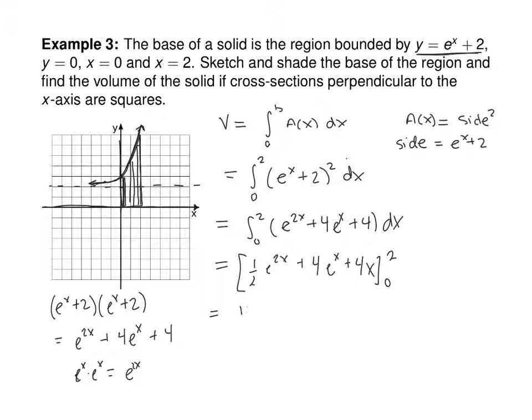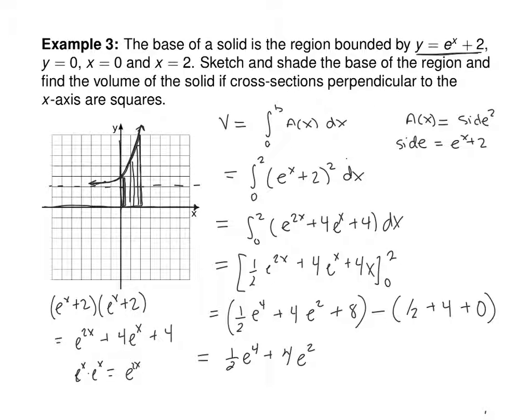So that will be 1/2 e to the 4th plus 4e squared plus 8, minus, plugging in 0 does not give you 0 for each term, minus 1/2 plus 4 plus 0. So we have 1/2 e to the 4th plus 4 e to the 2nd. And then the constant will be 4 minus 1/2, so that will be 7/2.